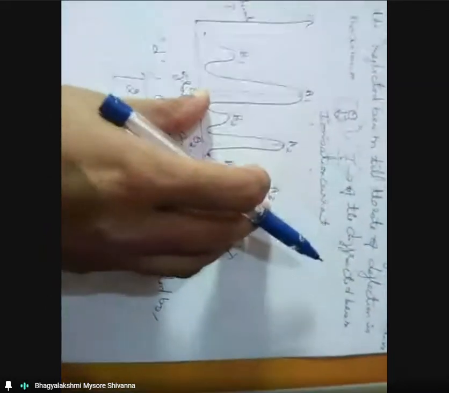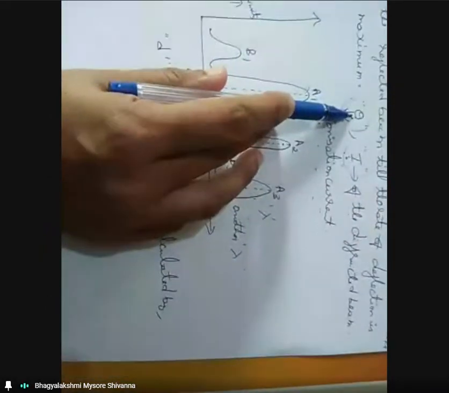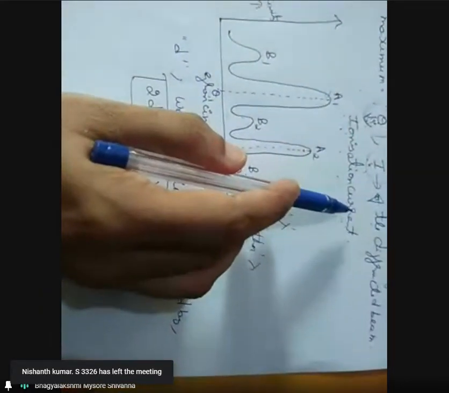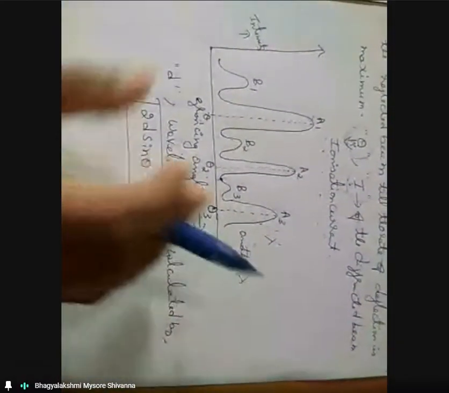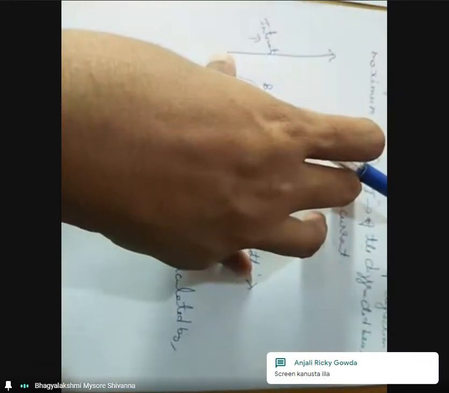By rotating the crystal table, the glancing angle theta is increased in equal steps. For each step, the corresponding ionization current is noted. If we plot a graph of intensity versus glancing angle, we get the graph as shown in this figure.